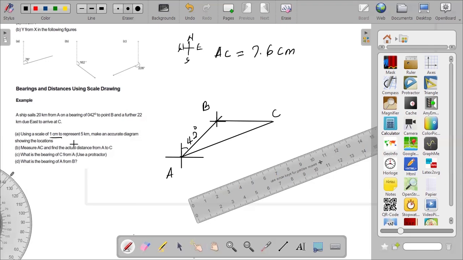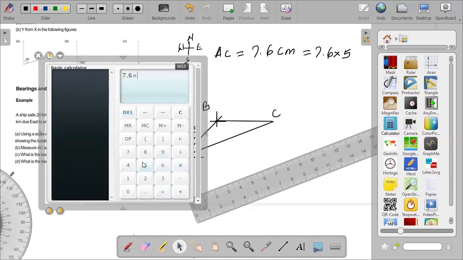But based on the scale, they say find the actual distance from A to C. Our 1 centimeter represents 5 kilometers. Therefore, 7.6 centimeters will be 7.6 times 5 kilometers.